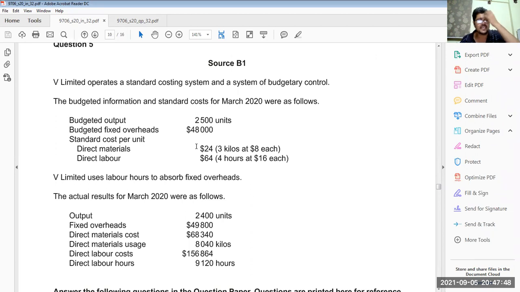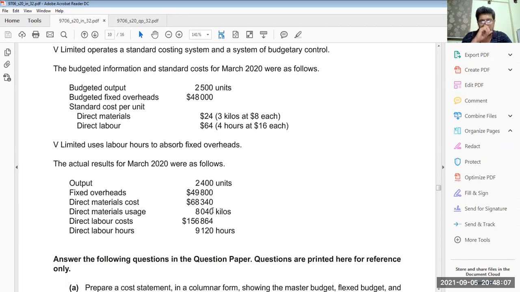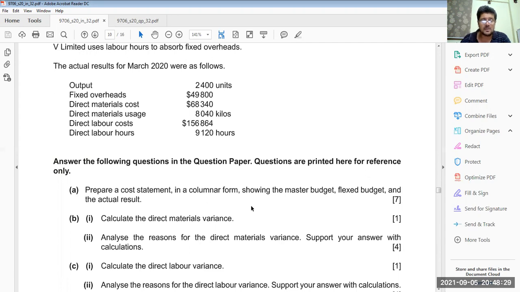Question number 5. V Limited operates a standard costing system and a system of budgetary control. The budgetary information and standard cost for March 2020 was as follows: budgeted output, budgeted fixed overheads, standard cost per unit, direct material, and direct labor. V Limited uses labor hours to absorb fixed overhead. Now, the actual results for March 2020 were as follows. Output 2,400 units, fixed overhead 49,800, direct material cost 68,340, direct material usage 8,040 kilos, direct labor cost 1,56,864, and direct labor hours 9,120 hours. That's it. Answer the following. Prepare a cost statement in column form showing the master budget, flex budget, and the actual result.